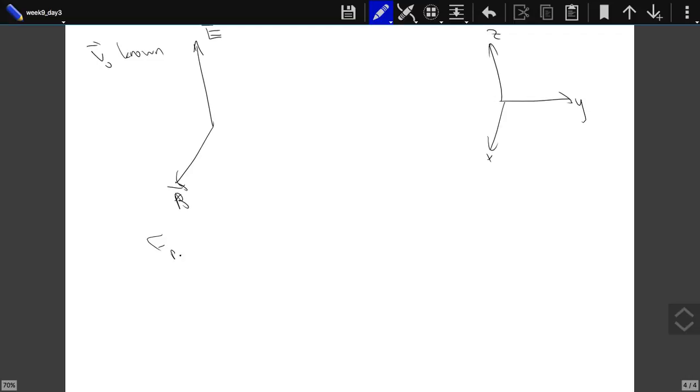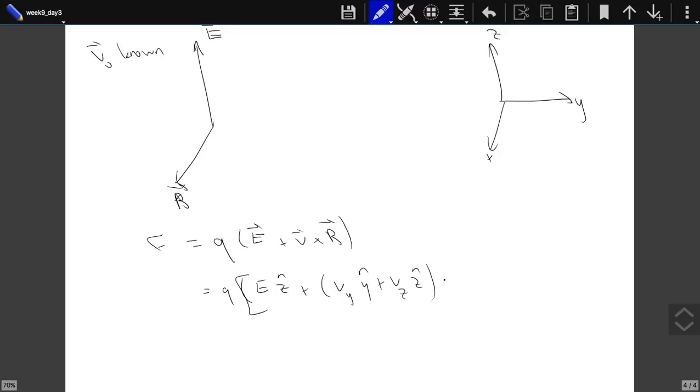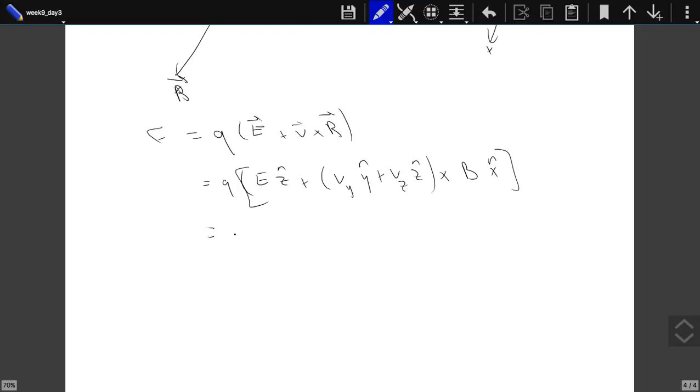So let's write the total force, Q E plus V cross B. This is the total force acting on my object. E is its component in the z direction. V is, let's just ignore the x component, it will not contribute to the force anyway. Vy in the y hat plus Vz in the z hat, cross B in the x hat. Let's take these cross products. So it's Q times E z hat plus, okay, Vy times B.